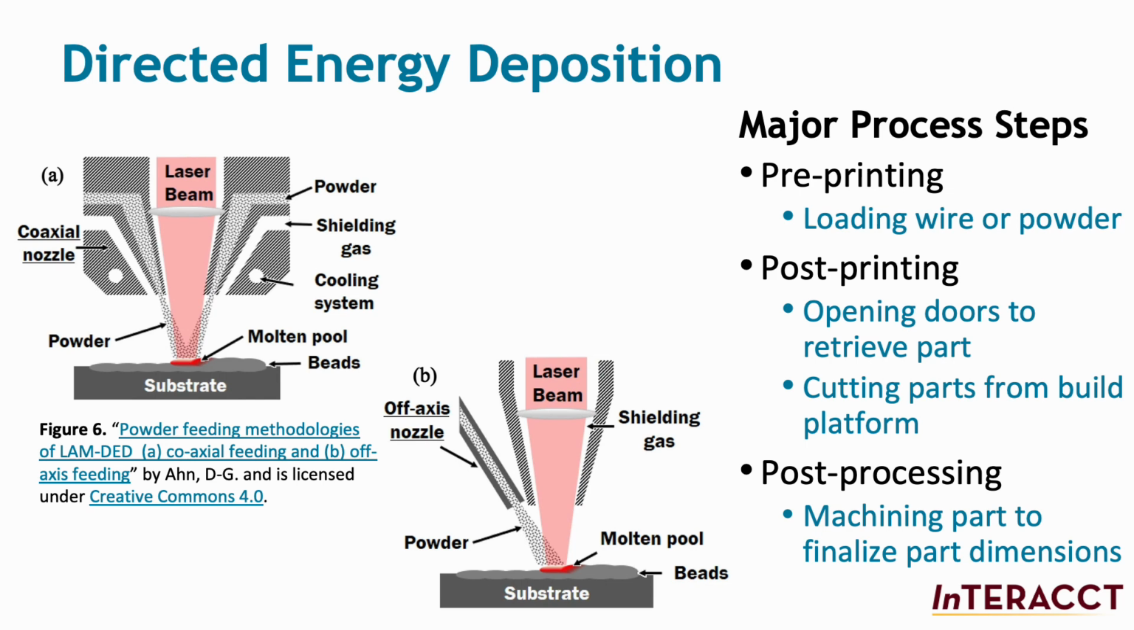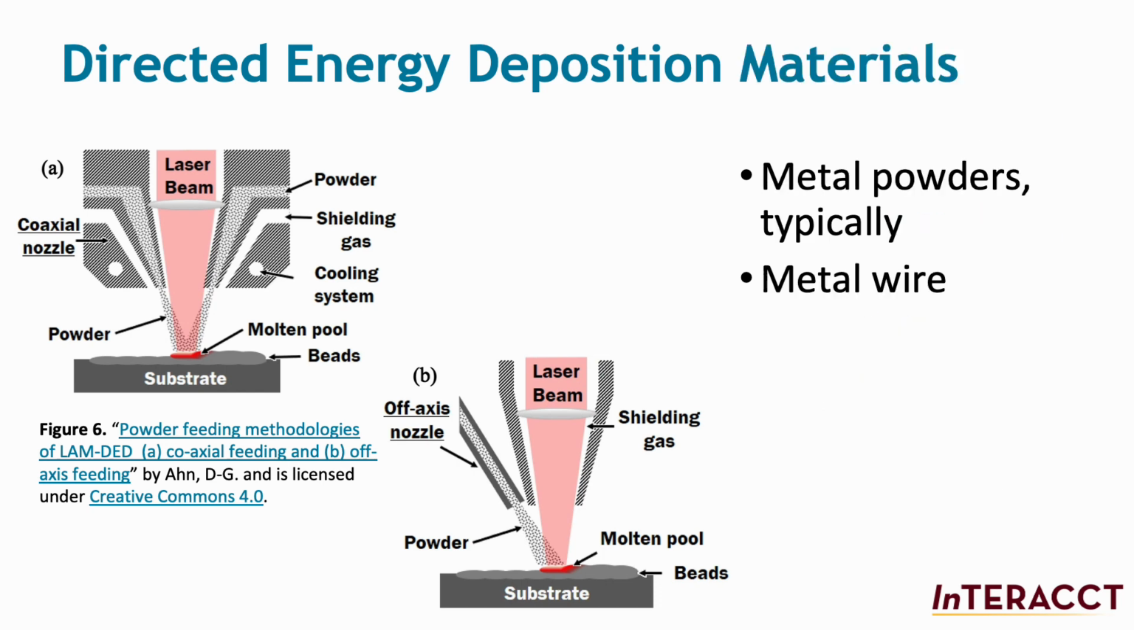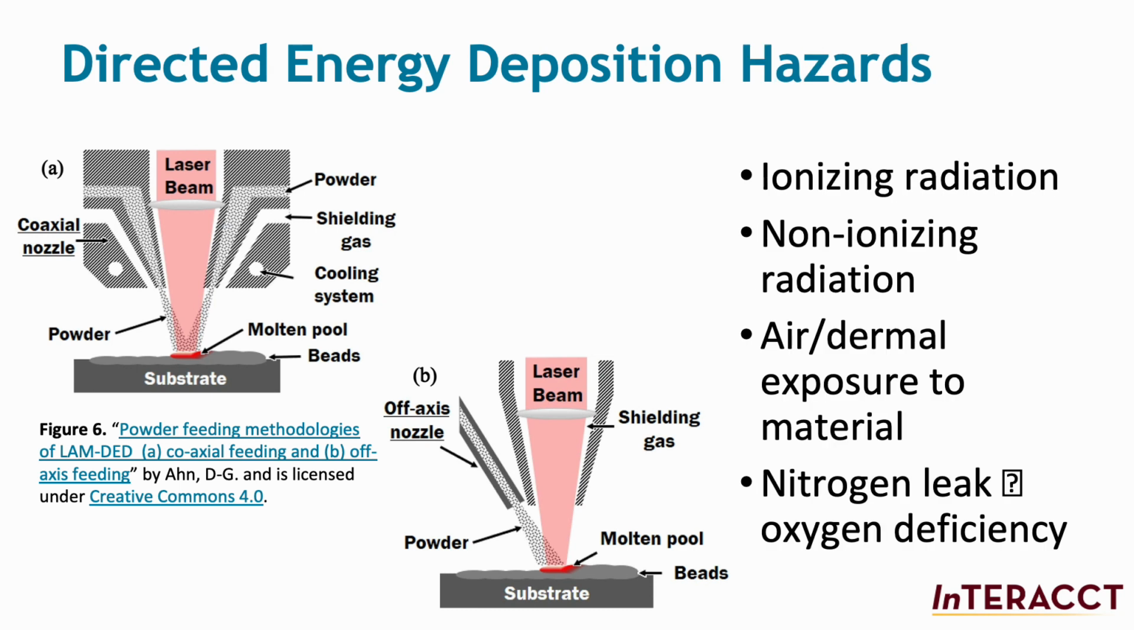Major process steps related to potential exposure to health hazards associated with directed energy deposition include pre-printing, during which wire or powders are loaded into the printer; post-printing, when doors are opened so that the parts can be retrieved and when the parts are cut away from the build platform; and finally, post-processing, during which parts are machined to achieve final part dimensions. Major materials used in directed energy deposition include metal powders and metal wire. The use of ionizing and non-ionizing radiation sources also represents potential exposure risks. The use of nitrogen for creating an inert environment can also present an oxygen displacement risk.